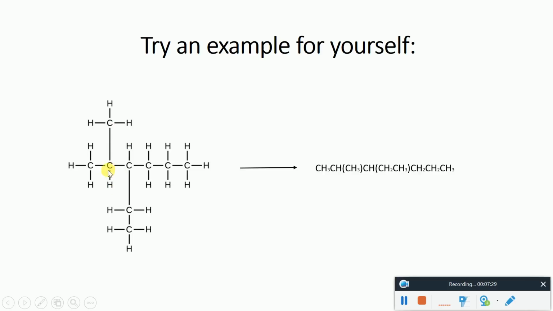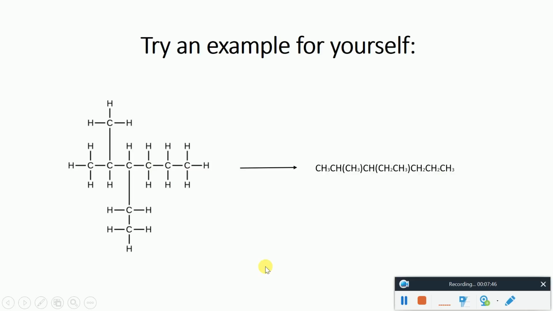So off of this CH, we have a methyl group. So we have that right here, CH3. Then we have another CH right next to it. And off of it, we have an ethyl, CH2, CH3. So we have that in parentheses as well. And then we have CH2, CH2, CH3. So there, you see that there.